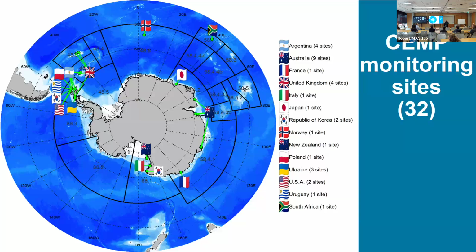You can see the CEMP monitoring sites are heavily concentrated around the peninsula. Mostly where bases are, but the CEMP program is under review right now to try and adapt it to be collecting information that's the best information for climate change and ecosystem monitoring, but also to inform krill management on the peninsula.